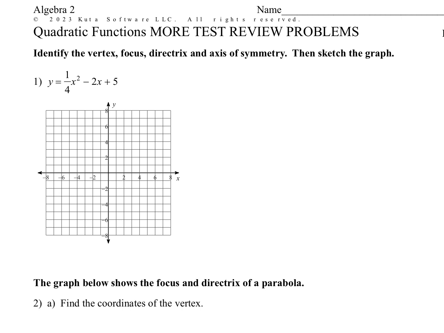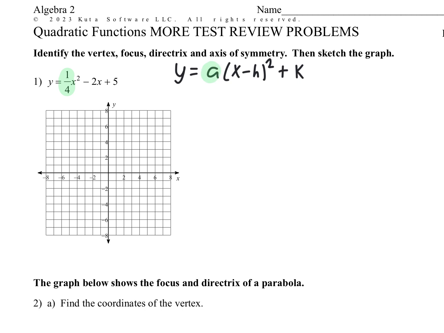But the other option is to actually just convert to vertex form. It's a little messy with the fraction in there, but we can do it. Remember, vertex form is going to be y equals a times x minus h squared plus k. Okay, and then the a value is the same as the a value in standard form. So we have that value given to us.